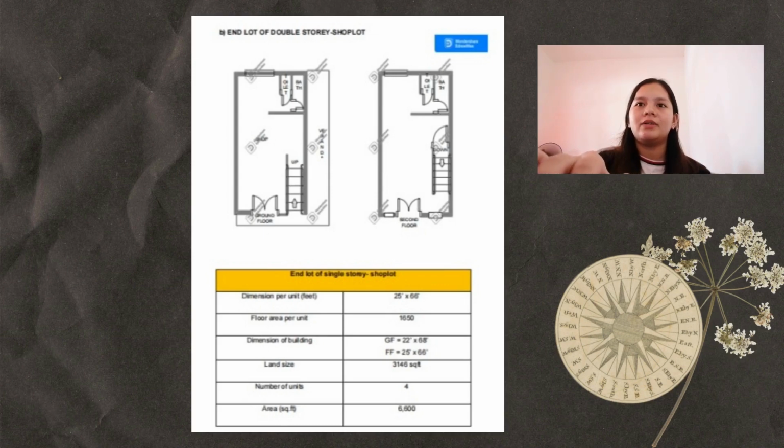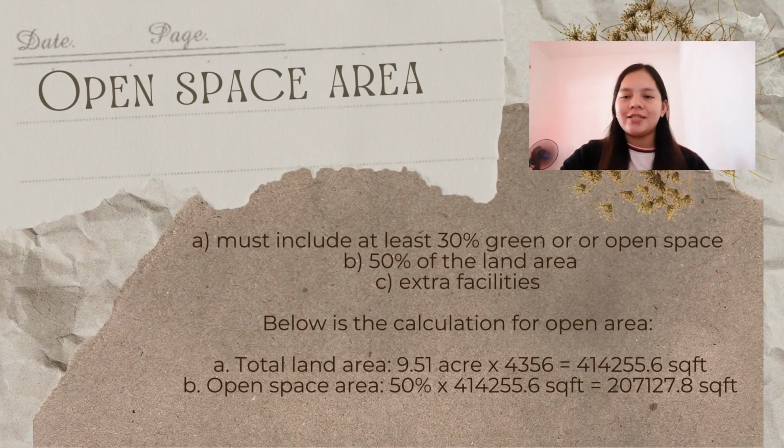So as the intermediate lot of double story shop lot, we have the same way how we calculate, and we get the total of the area. So the total of the area is 6,600. Okay, next we go to a second discussion, that is open space area.